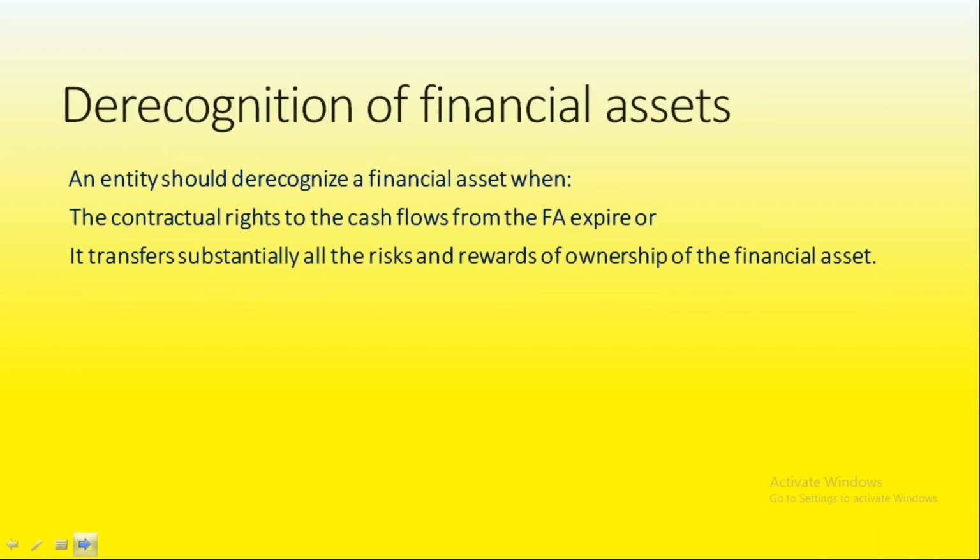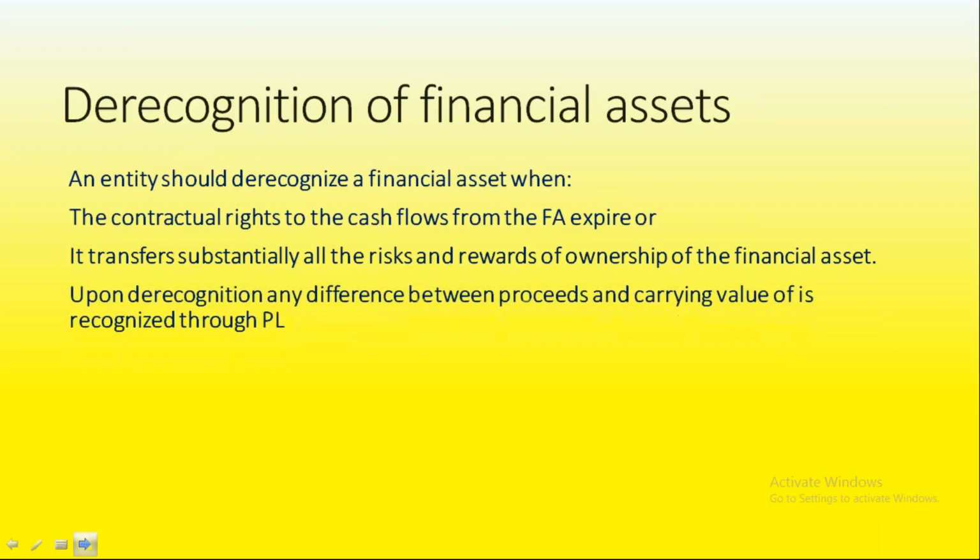When substantially all the rewards of ownership of the financial asset are transferred, so you don't have any more risk or any more rewards, then at that point it should be de-recognized. For example, leasing companies, when they give you money for a lease, can recognize that as loans and receivables. But the day that you repay the entire lease, that must be completely removed from their books because after that there is no risk and no rewards for them. Upon de-recognition, any difference between the proceeds and carrying value is recognized through the P&L.